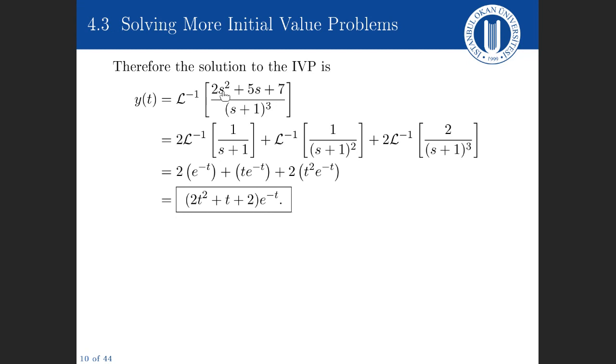What does the graph of this function look like? If t is positive and large, then e to the power minus t is very, very small. So the right-hand side should be very, very small.